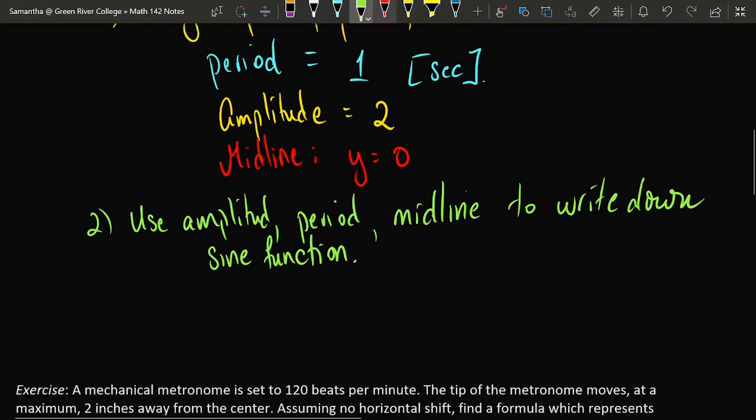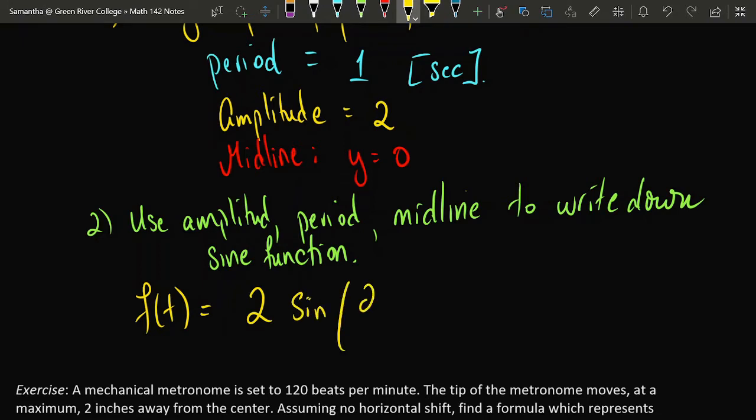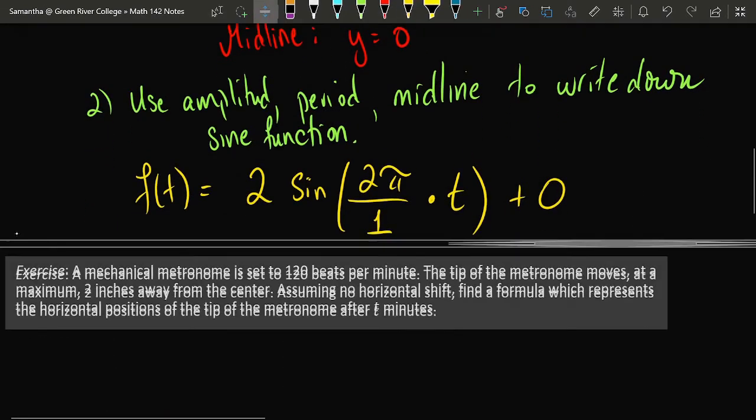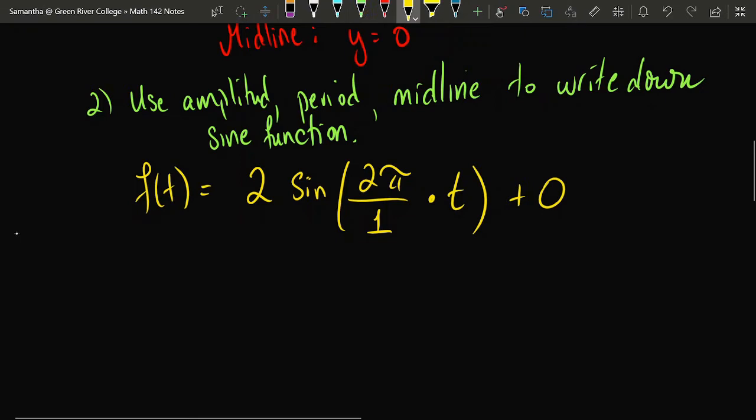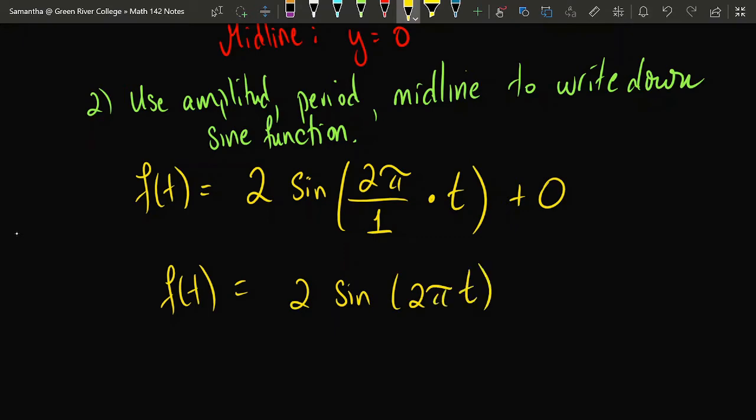So I'm going to use that formula which says that the function that you can use is take the amplitude, in our case 2, take sine of 2 pi divided by the period, multiply that by the input t, and then add the y value of the midline. So cleaning this up just a little bit, we get that f of t is equal to 2 sine of 2 pi times t plus nothing.